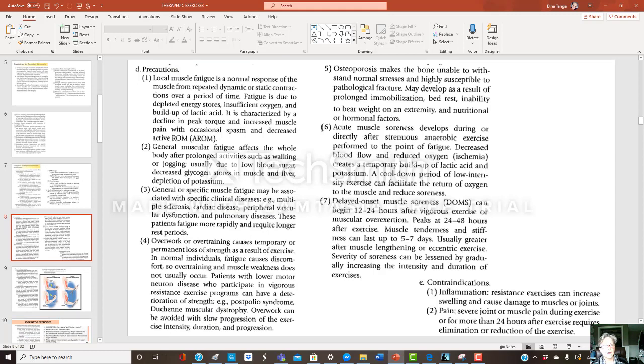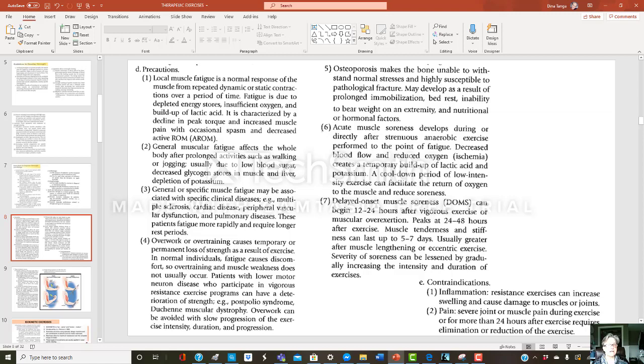Precautions. Local muscle fatigue is a normal response of the muscle from repeated dynamic or static contractions over a period of time. Fatigue is due to depleted energy stores, insufficient oxygen, and buildup of lactic acid. It is characterized by a decline in peak torque and increased muscle pain with occasional spasm and decreased active range of motion.